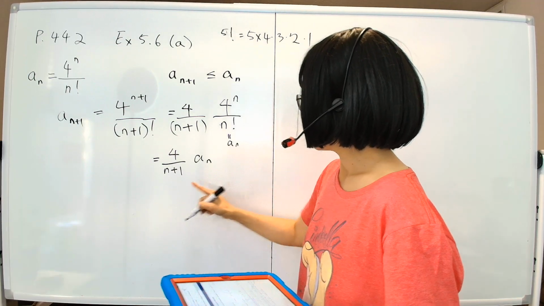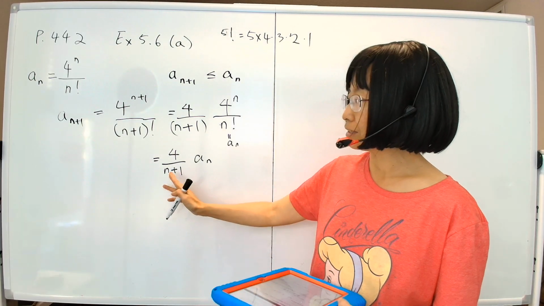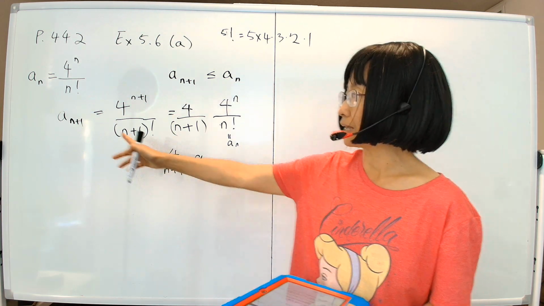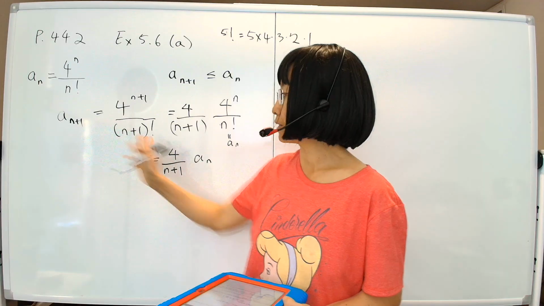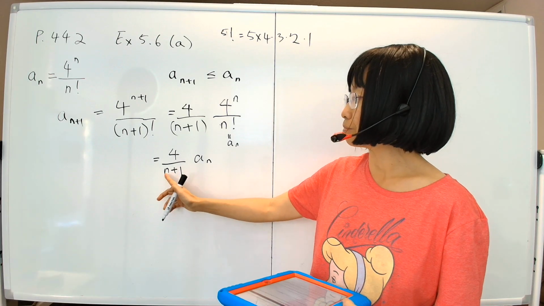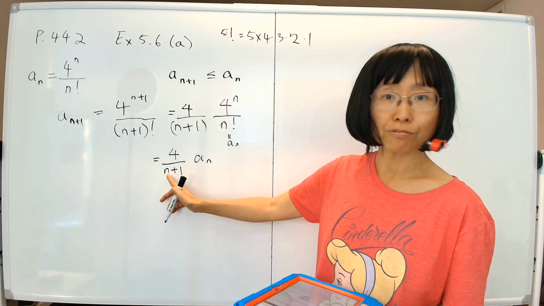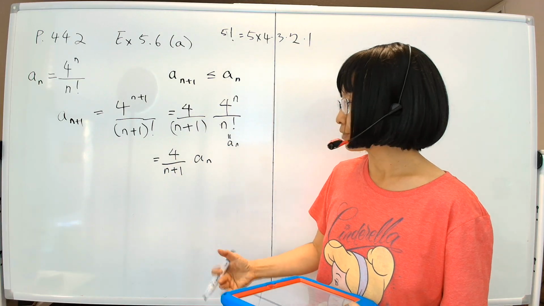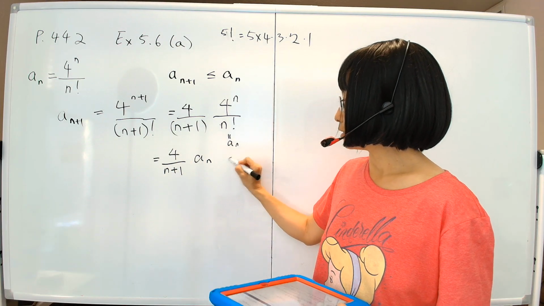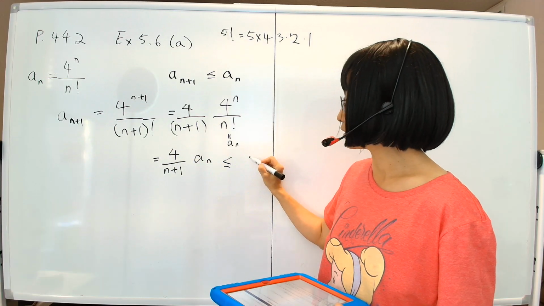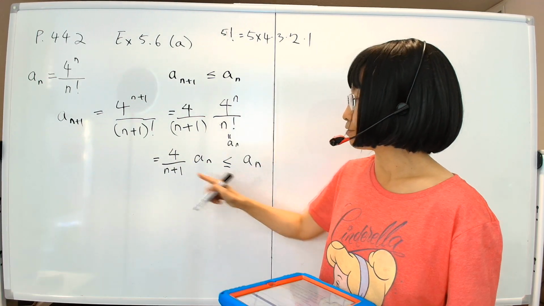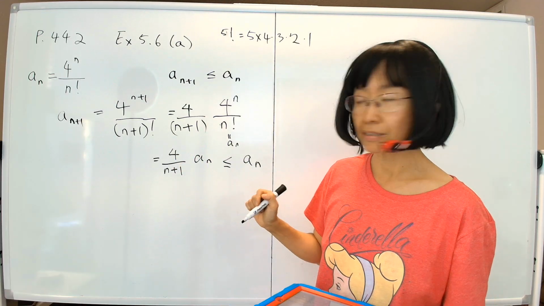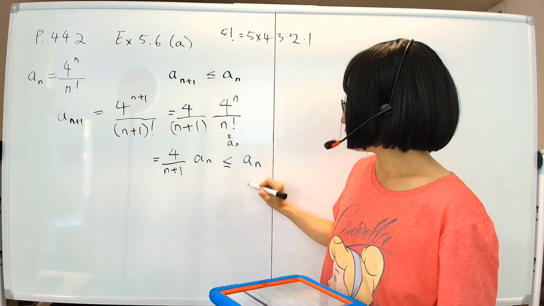Now, as you look at n, when n is smaller, like 1 or something, this number is bigger than 1, which makes an plus 1 bigger than an. However, the second n gets to be 3 or bigger, then this whole fraction becomes 1 or less, which means the relationship will be less than an, because you have a fraction that's less than 1. Multiplied by an, it is going to be less than an itself for all n bigger than or equal to 3.